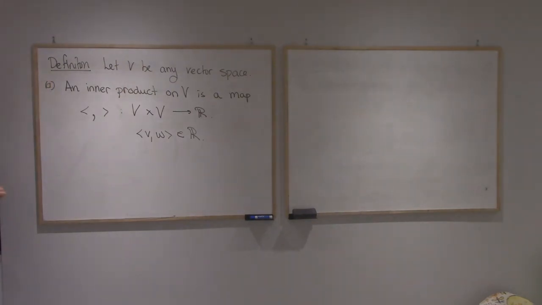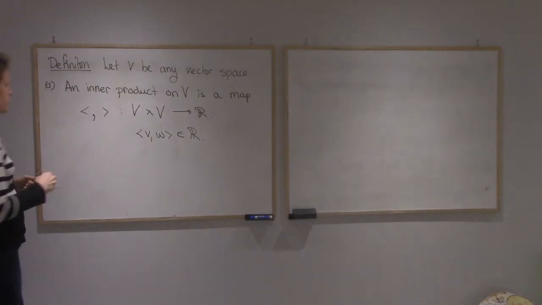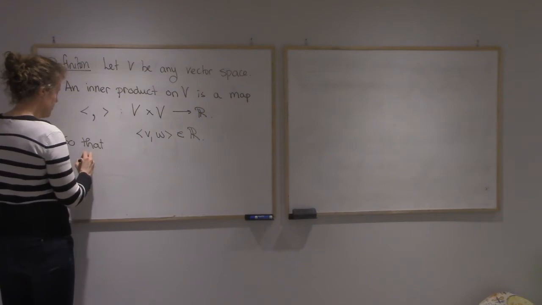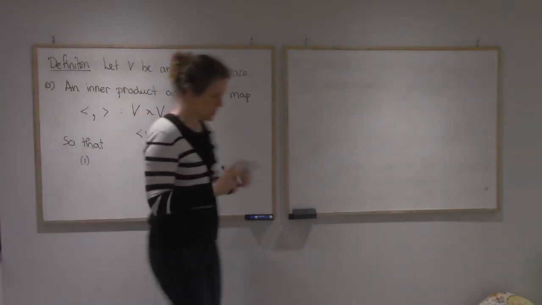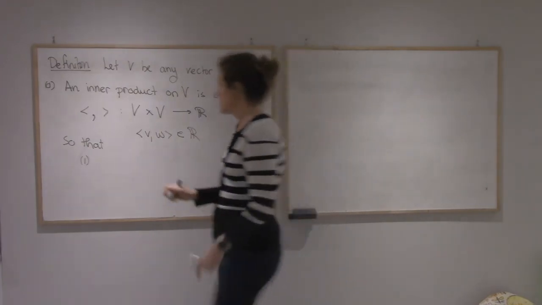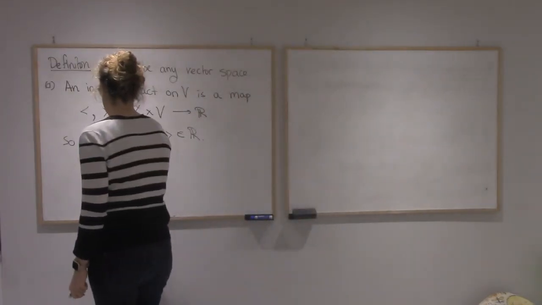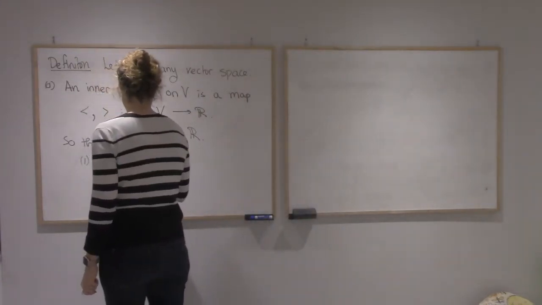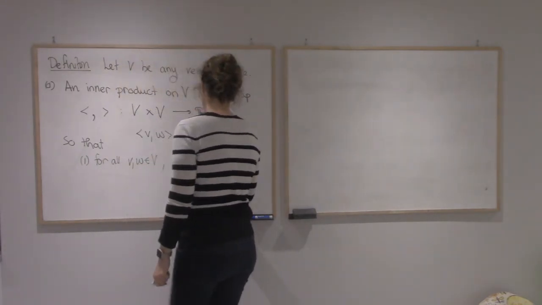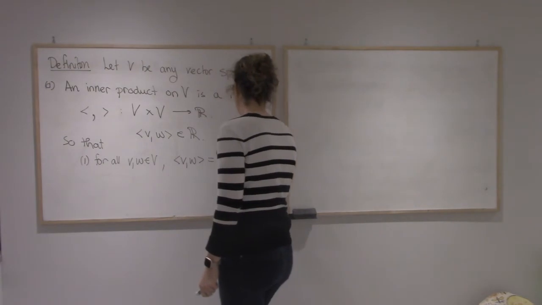All right, so I'm going to have a bunch of different properties. The first thing I want is that <v, w> and <w, v> give me the same product. So for all v, w in V, <v, w> and <w, v> are the same.